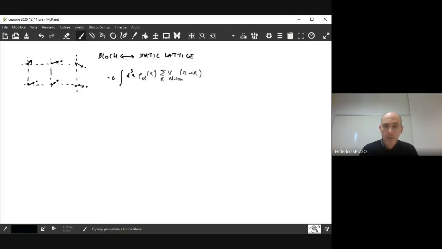Okay, thank you. So this is the general expression. If we consider R, in the static lattice approximation, as the position of the actual ion in the system, now the position of the ion is not fixed. So we have to replace R using R plus U of R, where U of R is the deviation from equilibrium of the ion that is in position R. So this is the static case.